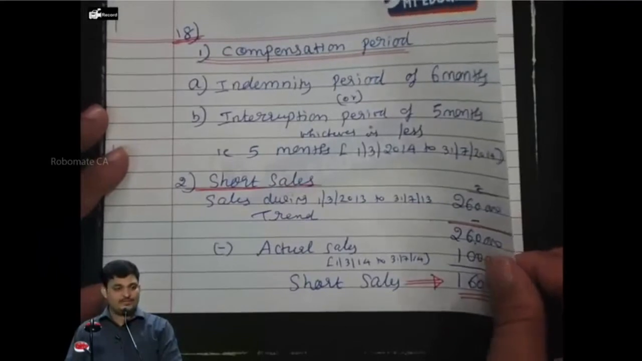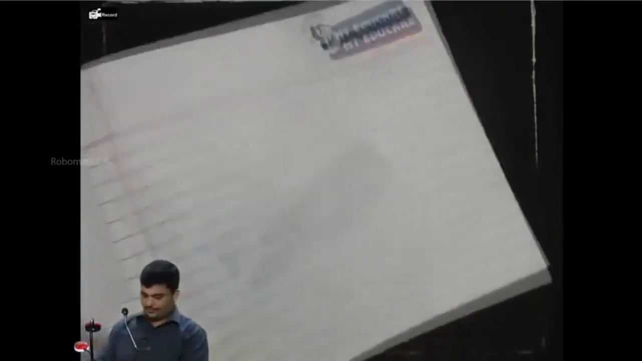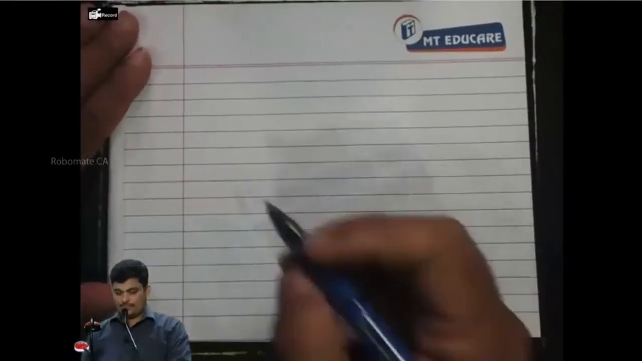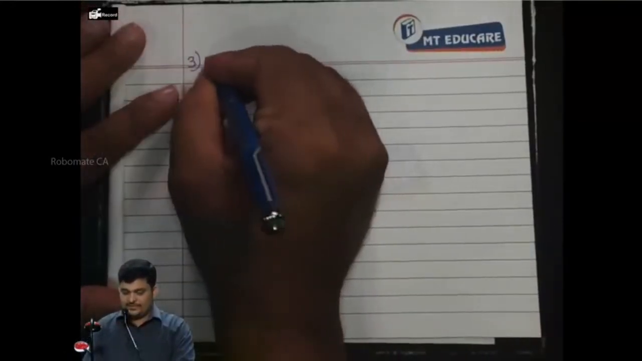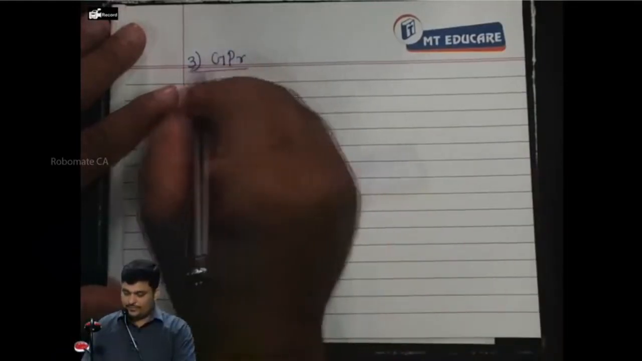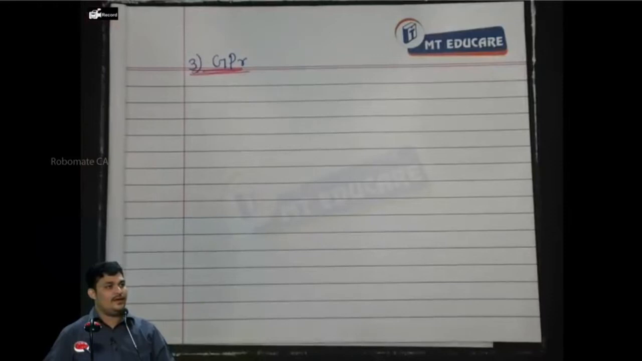Now for the purpose of gross profit ratio. Step number 3 is gross profit ratio. It is given, but that gross profit ratio is to be taken as trading gross profit.